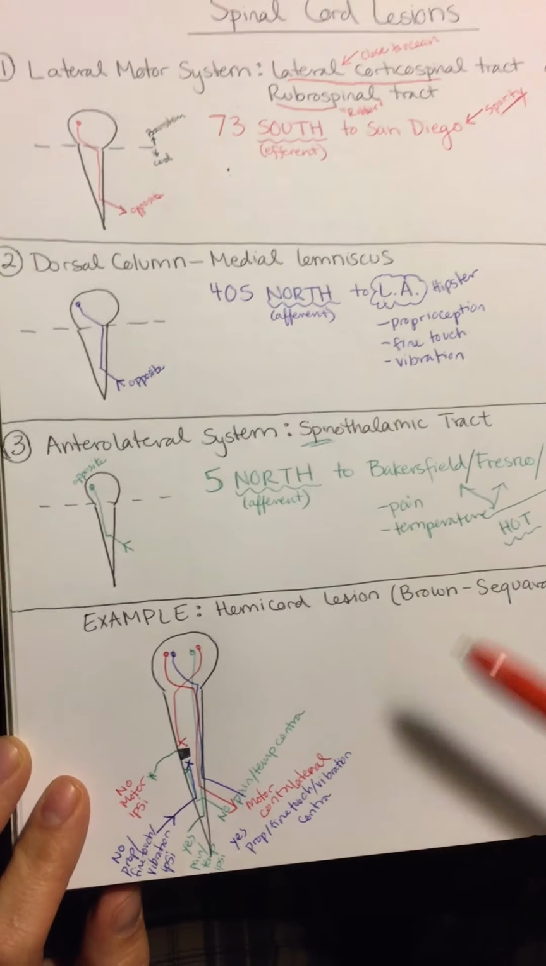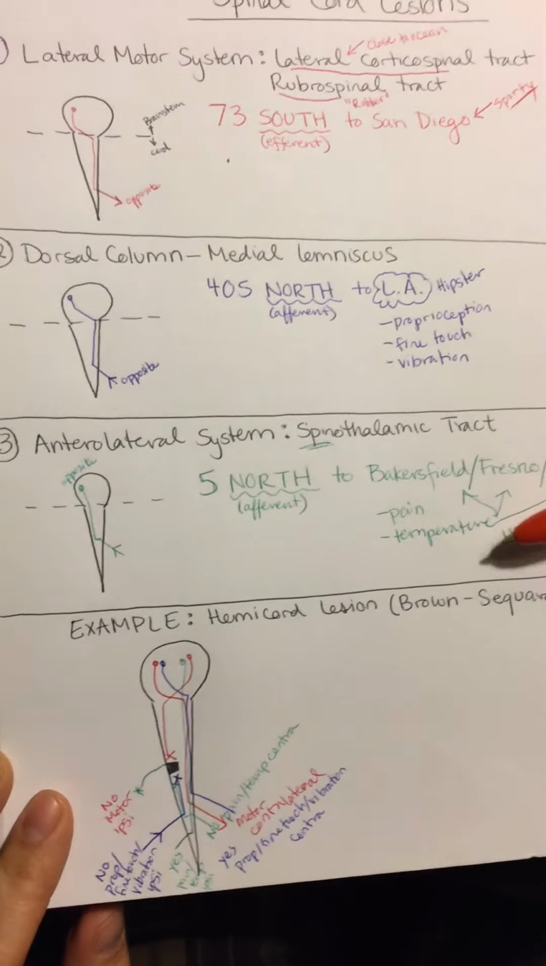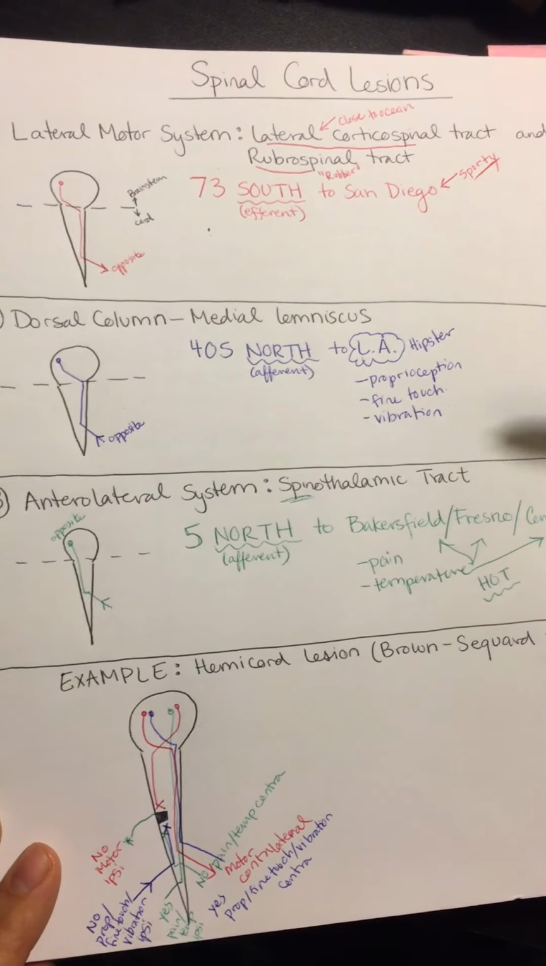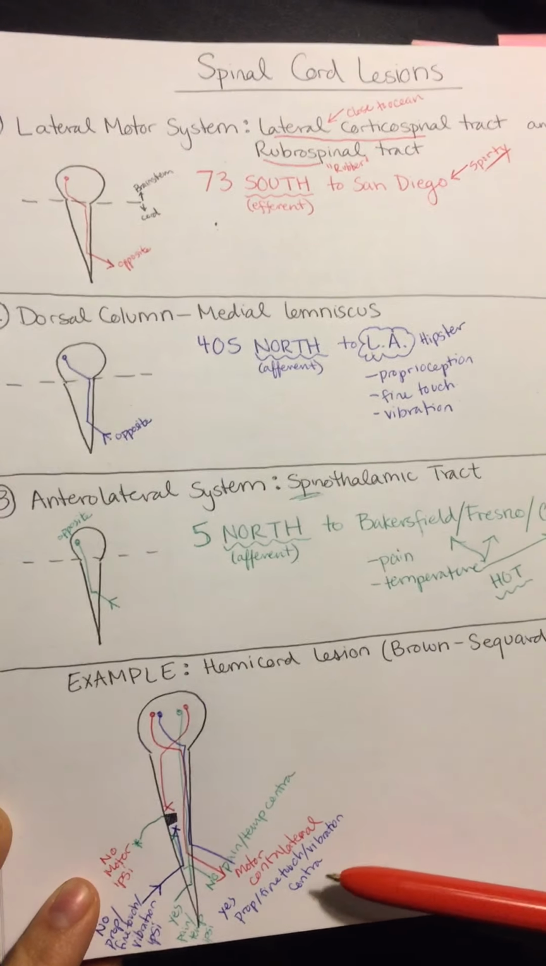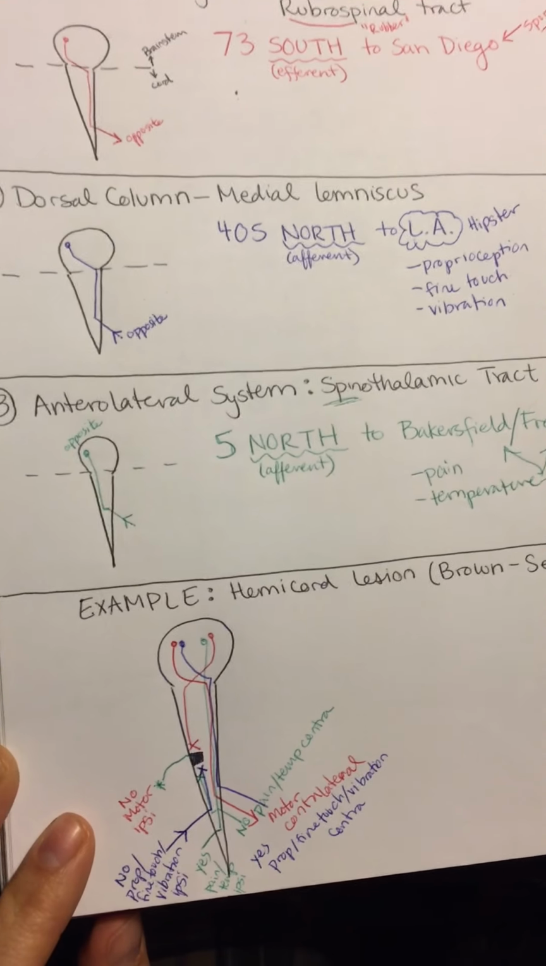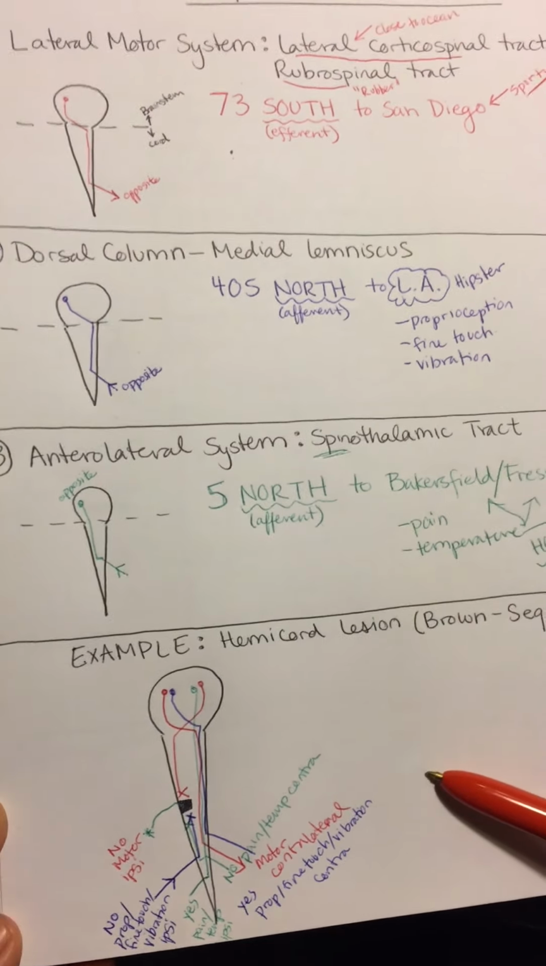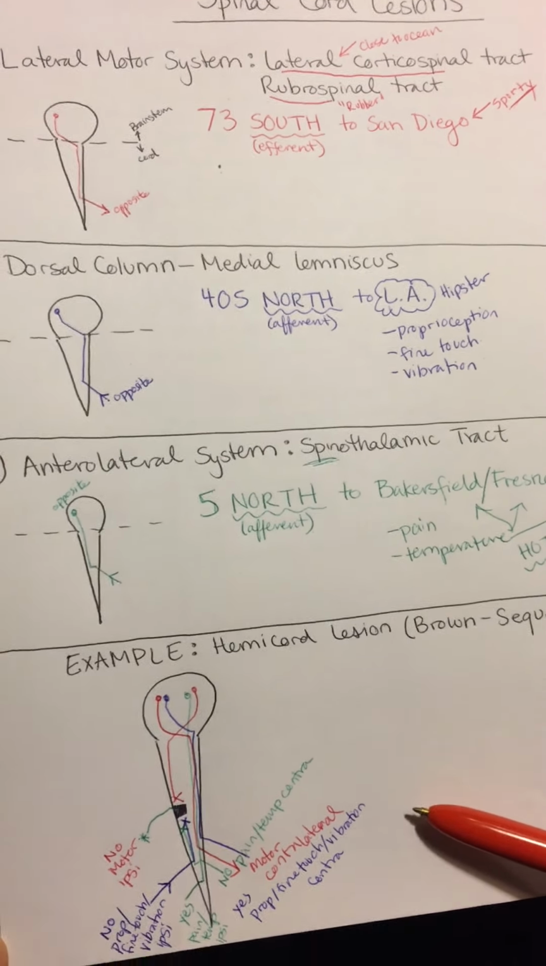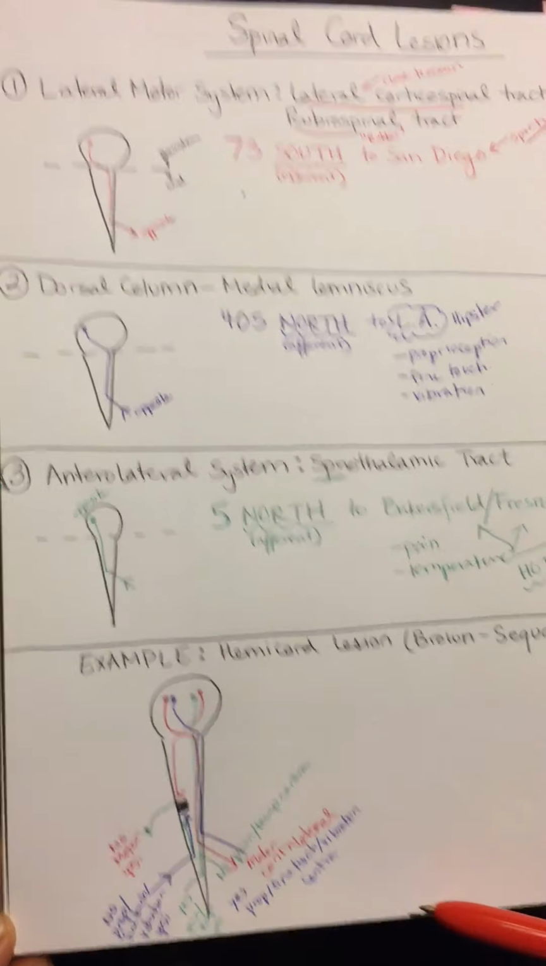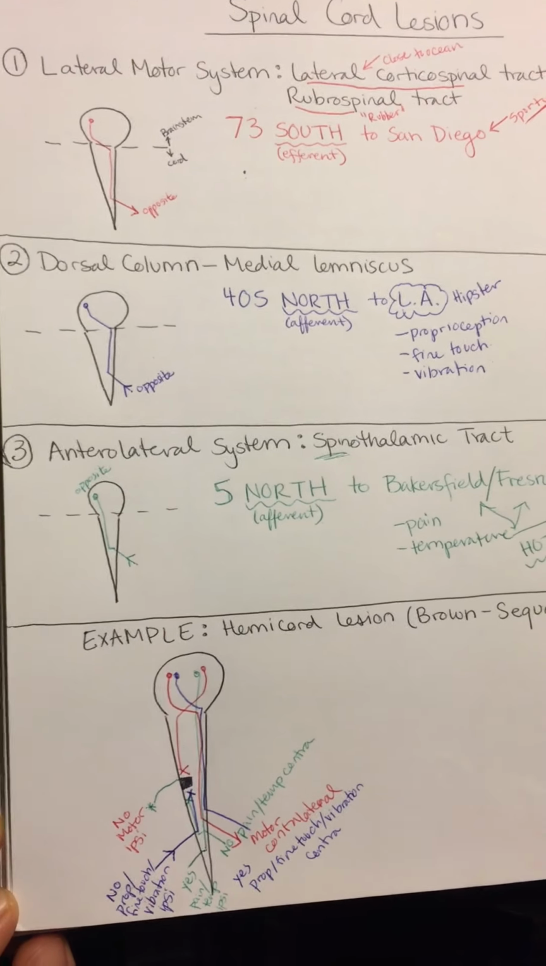So hopefully after going through these three, which are the most important tracts, and going through this example, you can see that by understanding the way the tracts work, you can work your way through these different examples and figure out what kind of function a patient's going to have below the level of their spinal cord lesion. Okay.